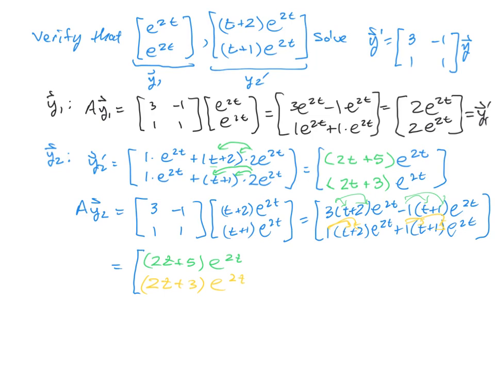And you will notice that that is the same exact thing as the y2 prime that we found a few minutes ago. So we've shown that A times y2 equals y2 prime, and we've shown that A times y1 equals y1 prime. So both of those vectors are solutions of the system of differential equations.